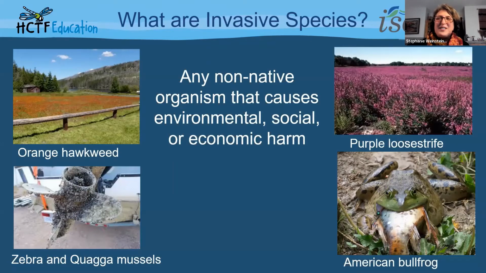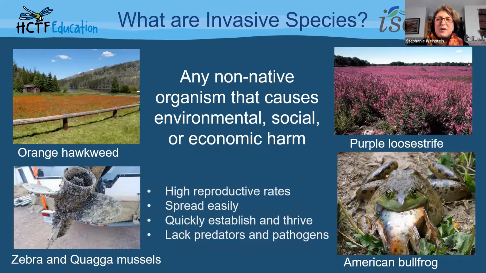So invasive species are non-native organisms whose introduction and spread causes harm, impacting the environment, our communities, or our economy. But not every introduced organism is invasive. Like we don't see tomato plants taking over our yards or the forest. So an invasive species has traits that allow them to spread and take over, impacting native species and ecosystems. These are some of the main traits they have.